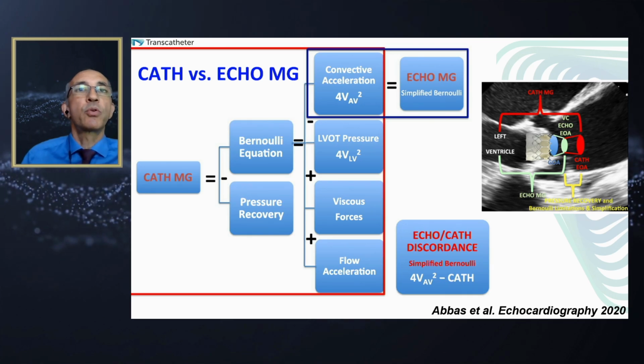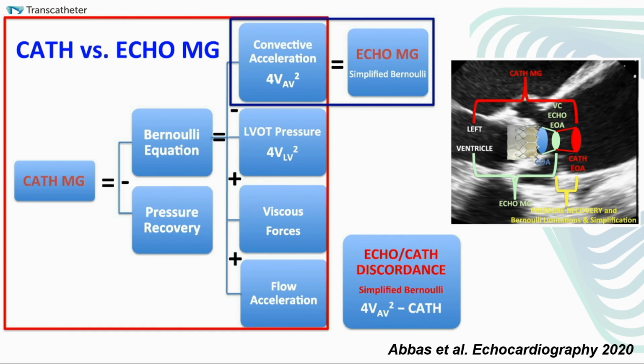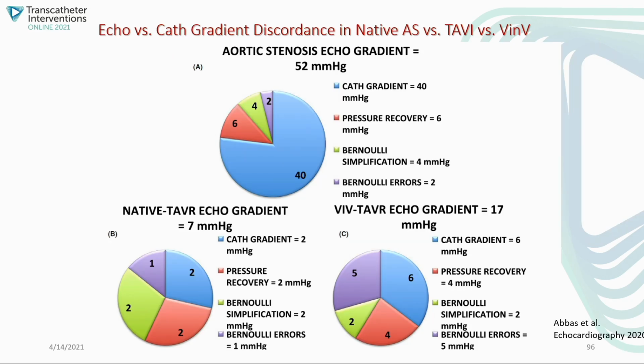So this summarizes the factors that may account for the echo-cath difference. There are the assumptions with the Bernoulli formula, that underlie the ultra-simplification of the formula, where we finally have a formula that is much more complex and granular and comprehensive, and we finally end up with 4 times V squared. This is one source, one of the reasons for the difference between echo and cath, and the other main reason is the pressure recovery.